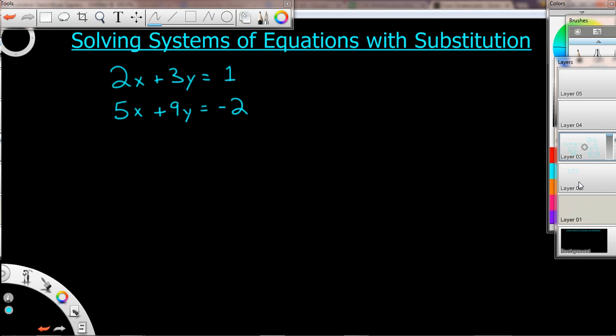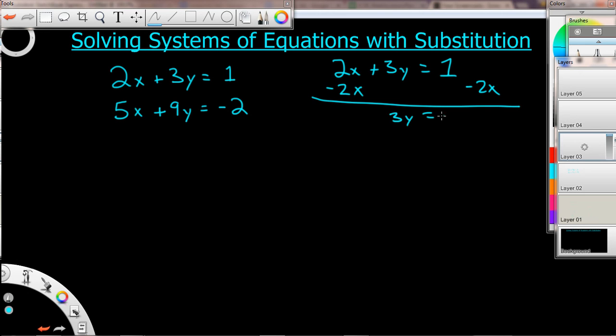All right. So let's say that instead of choosing x here, I choose y. Let's go ahead and do that. All right. 2x plus 3y is equal to 1. So what I'm going to do is I'm going to get this y by itself. And there's a reason for that, and we'll talk about it in a second. Subtract 2x from both sides. 3y is equal to 1 minus 2x, divide by 3. We get that y is equal to 1 minus 2x over 3.